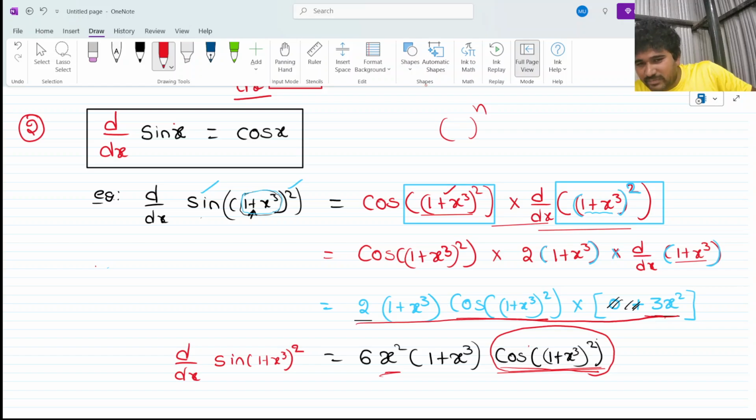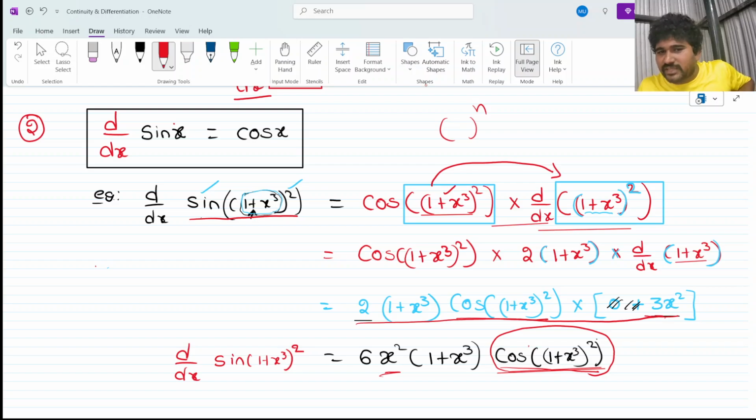Is there any d by dx format for you? Nothing. Then there is no differentiation I am doing. If you observe, d by dx of sine of something, I did cos of something, then only I initiated differentiation of that inside.